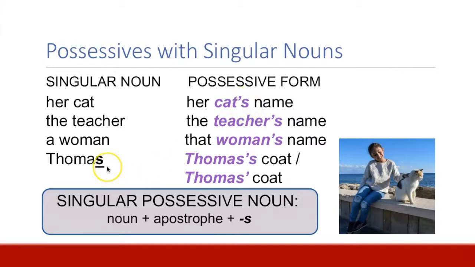Now you'll notice that Thomas is a little bit different because Thomas already ends in an S. So even though this is singular, we have two options. We can say Thomas's coat with an apostrophe S, or we can say Thomas' coat and just have an apostrophe after the S.